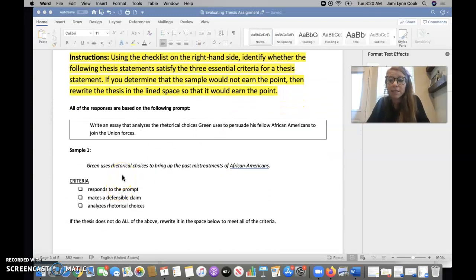So, Greene instills a sense of patriotism and a sense of loyalty under God in order to persuade his fellow African Americans to join the Union forces. It's not the most incredible thesis, but it responds to the prompt, it's defensible, and it analyzes two specific rhetorical choices: a sense of patriotism and the right under God to do the right thing, to be a righteous person by joining the Union forces and protecting your country.